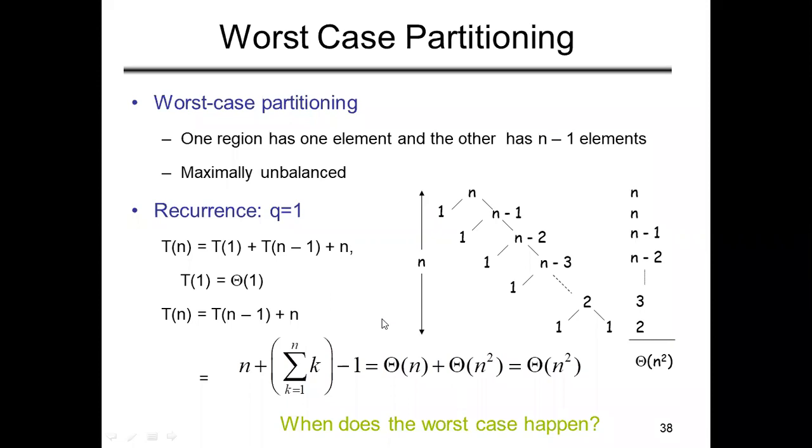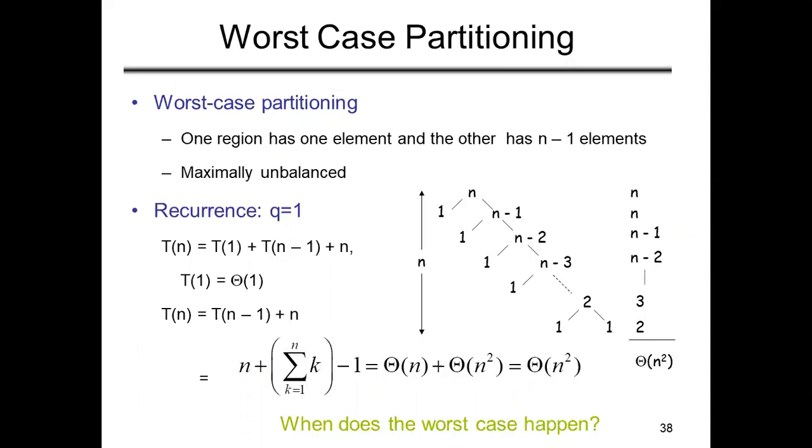When did the worst case happen? When all the elements in the given array are in sorted order, then the worst case occurs. That means the time complexity theta of n square occurs when you apply the quicksort on the already sorted elements.